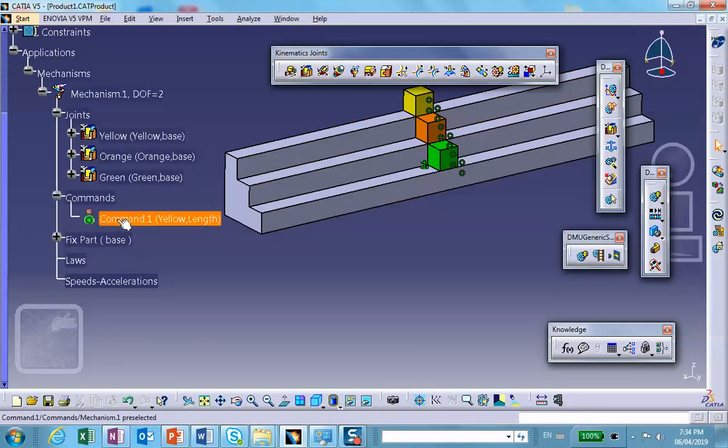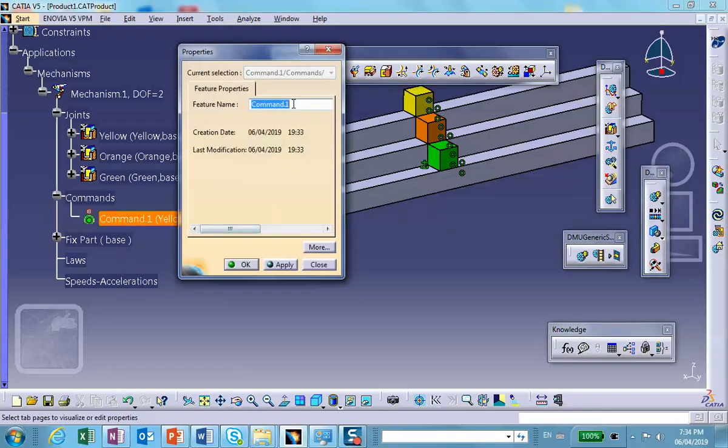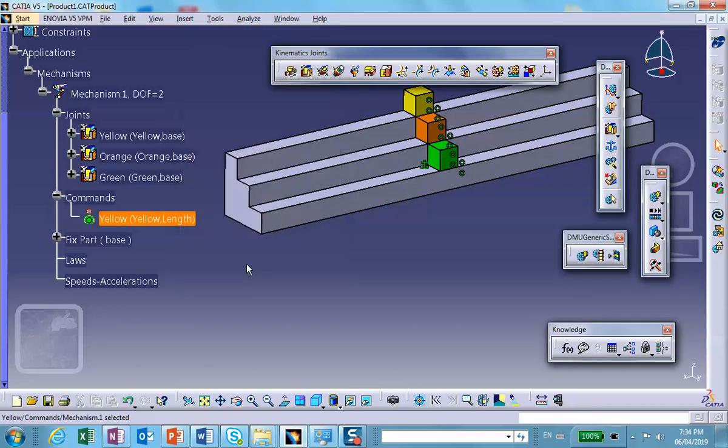By the way, you can go ahead and change the name of these things in the event that you want. Instead of command 1, why don't we call it yellow? It's easier to keep track of things later on. Yellow. Okay, very good. Now double click on the orange.